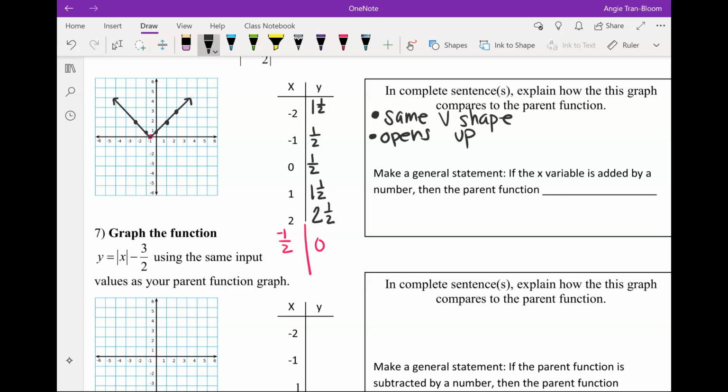The vertex is? Okay, the vertex is smaller. Where is the vertex now? Perfect. Vertex is now at negative 1/2, comma 0. Would you agree? Where was the parent's vertex?